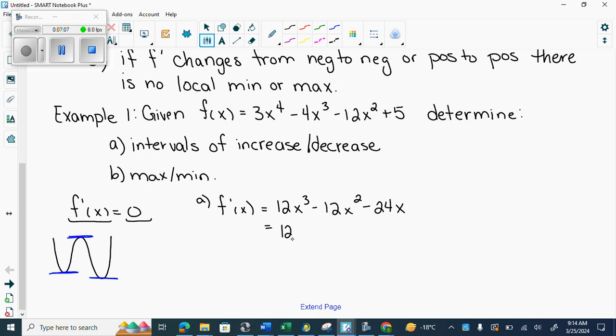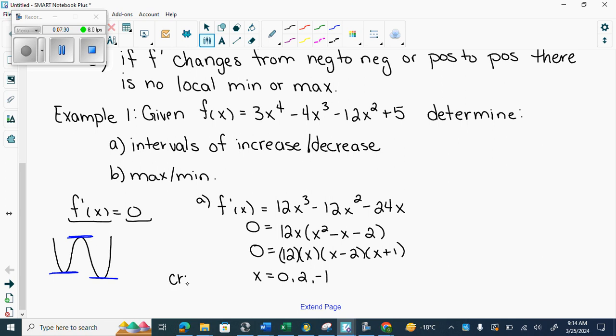We can take out a 12x, and we're left with x squared minus x minus 2. And then that factors, we have 12x, x minus 2, x plus 1, and these are all equal to 0. The 12 does nothing. x equals 0, 2, and negative 1. So these are my critical numbers of the first derivative.